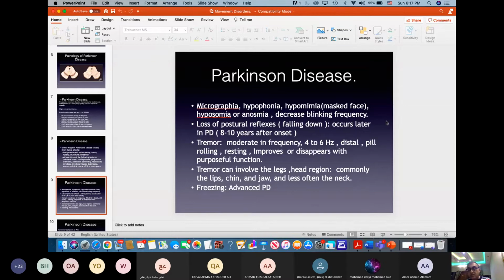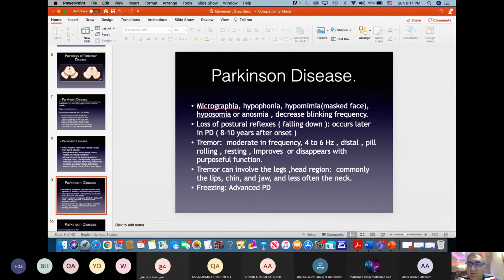rest. Now, the minute the patient starts moving the arm, trying to, for example, reach something, the tremor will subside. So although it might be obvious to the observer, it's the least that affects the patient function because it does get better with movement. When the patient eats, drinks, writes, typically it gets better. Does not disappear though, but it can get better. And the tremor improves or disappears with purposeful function, as I mentioned.